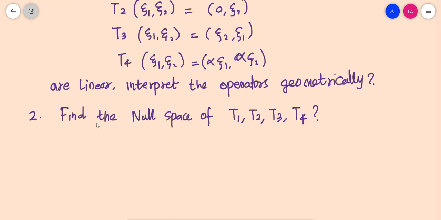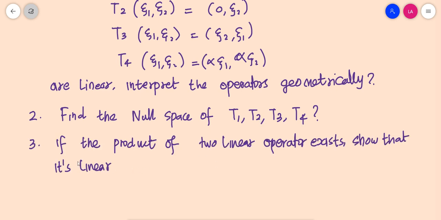Next question is: find the null space of the operators T1, T2, T3, T4. From that null space, we can easily establish whether or not T1, T2, T3, T4 are bijective, or the inverse exists in each of these cases. So that's a supplementary question as well. The next question is: if the product of two linear operators exists, product means composition, show that the composition is actually linear. So the product of two linear operators is again linear, which we have to prove.